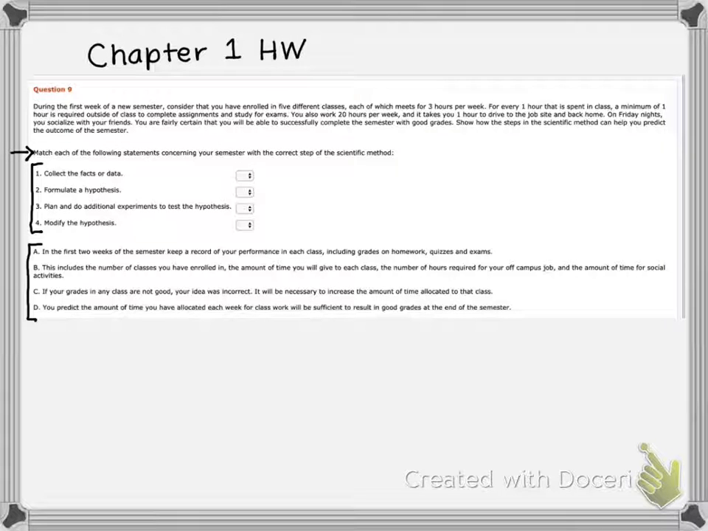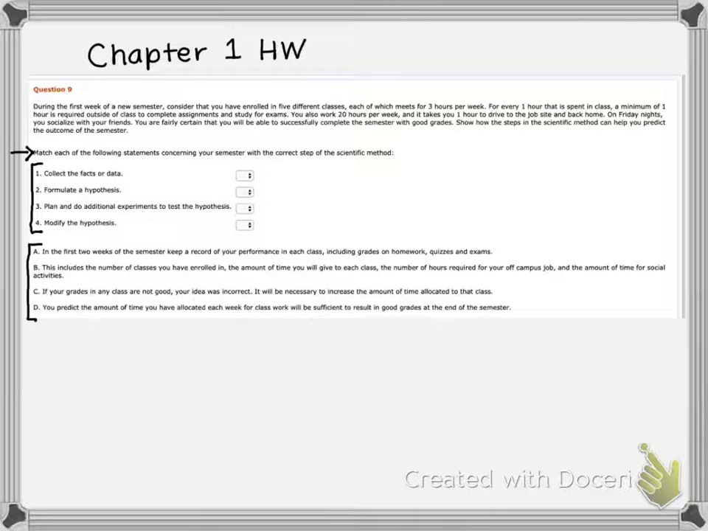Letter A says in the first 2 weeks of the semester, we keep a record of our performance in each class, including grades on homework, quizzes, and exams. All right. Step B, this includes the number of classes you have enrolled in, the amount of time you will give to each class, the number of hours required, the amount of time for social. Okay. Letter C, if your grades in any class are not good, your idea was incorrect, it will be necessary to increase the amount of time. And letter D, you predict the amount of time you have allocated each week for class will be sufficient to result in good grades at the end of the semester.